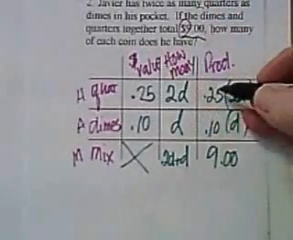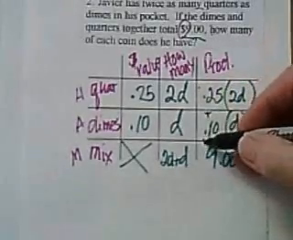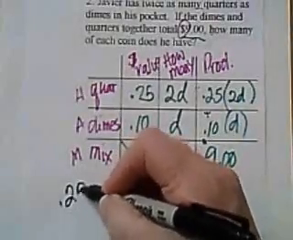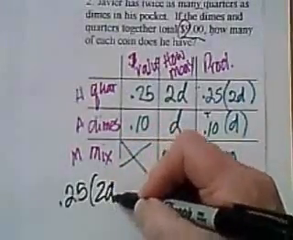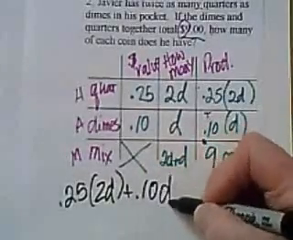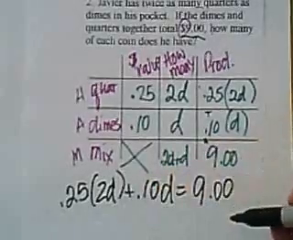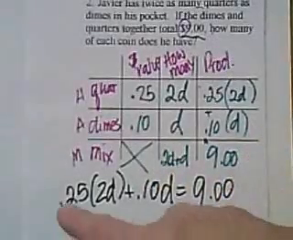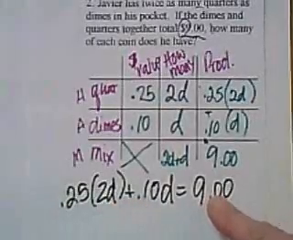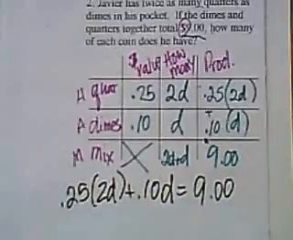Here's Javier. So again, we take this one plus this equals that one. So it's 0.25 times 2d plus 0.10 times d equals $9. And in the coin ones, if they elect to leave out the decimal points, that's fine, but they need to do it out of each term here. So all three of these, you'd have to leave them out.